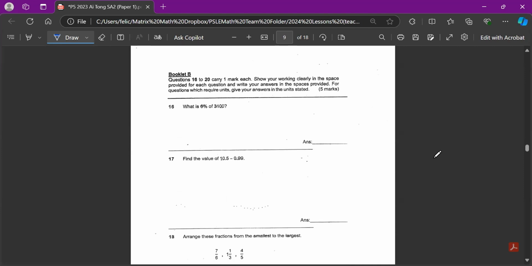Okay, next. What is 6% of 3,100? Okay, so 6%, if I were to write it as a fraction, is 6 over 100. Of 3,100 means you can multiply 6 over 100 by 3,100. Okay, and we can now proceed to multiply accordingly. Cancel the two zeros, become 1. 100 divided by 100, this one become 31. Okay, so this will be 31 times 6. 31 times 6 will be 186.